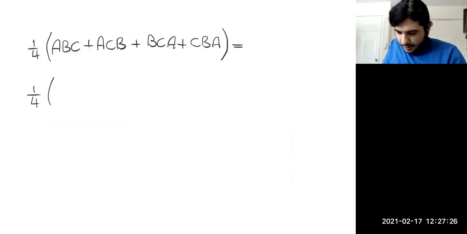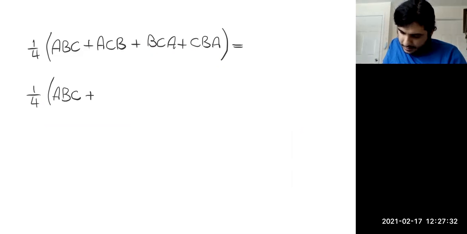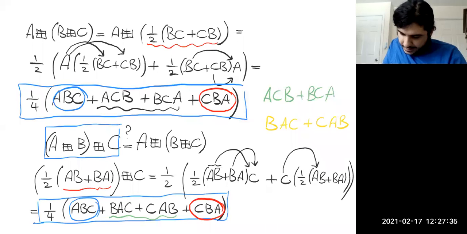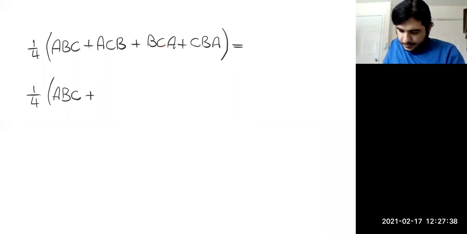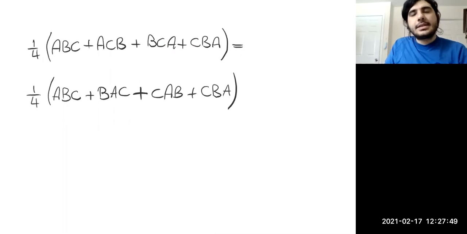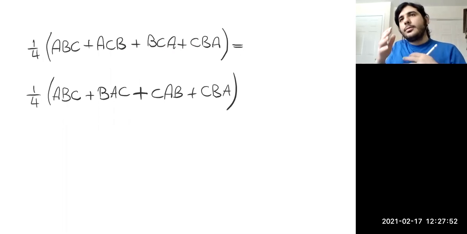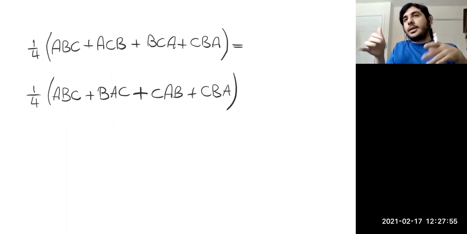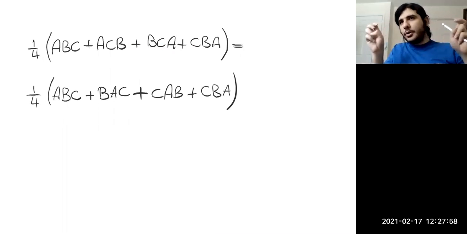1/4 times ABC plus BAC plus CAB plus CBA? Well, for a second, assume they're equal. Let's see what we would get to. If we assume they're equal, let's start from this equality. Let's suppose we have associativity, and let's see where the associativity will get us.